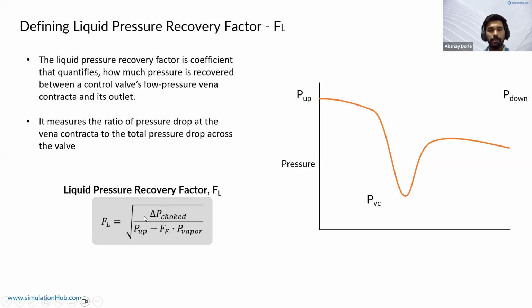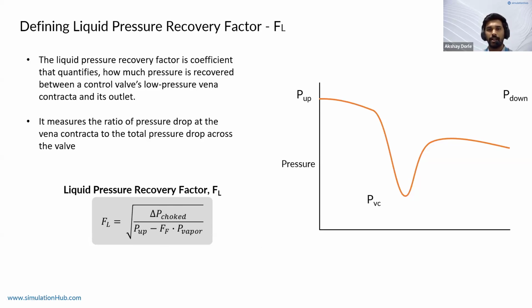So the numerator would be the difference between the upstream and downstream pressure in the choked condition, and the denominator is the maximum pressure difference, which is the difference between the upstream pressure and the vapor pressure. FF is a factor which is multiplied here. So we are referring to it as FL, but it's also called a recovery factor.